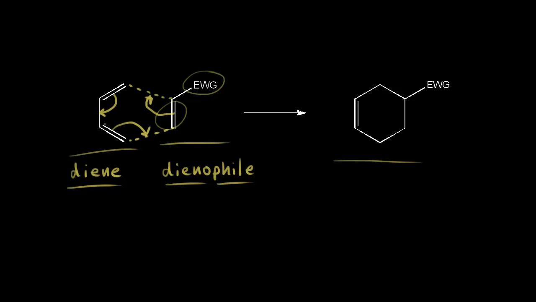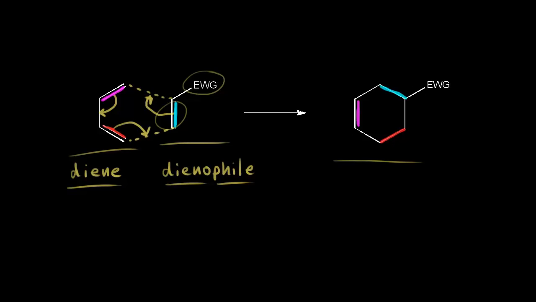So if we follow our pi electrons, we'll start with these pi electrons in red. So these pi electrons formed this bond. Next, let's follow these pi electrons on the dienophile. They start on the dienophile and they end up forming this bond between those two carbons. And then finally, the electrons in magenta right here on the diene move down to here to form the double bond and to give us our cyclohexene ring. But all of this happens at once.